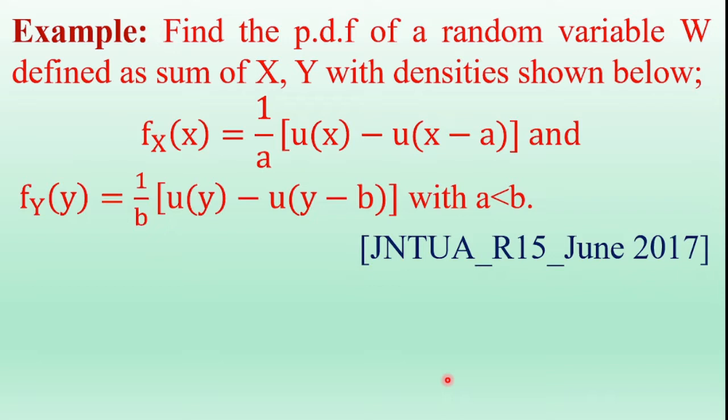In this video, I am going to discuss one more example of the sum of random variables. This is a previous examination question. The example is: find the probability density function of a random variable W defined as the sum of X and Y, with the densities shown below. Fx of x is 1 by a into u of x minus u of x minus a, and fy of y is 1 by b into u of y minus u of y minus b, with a less than b.